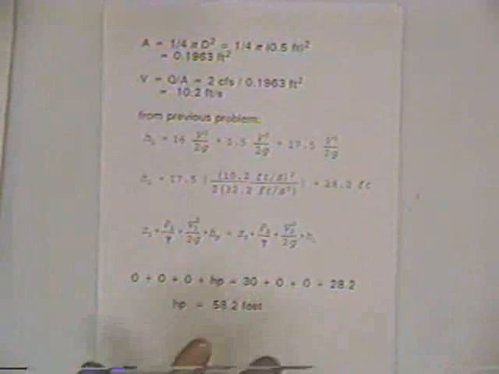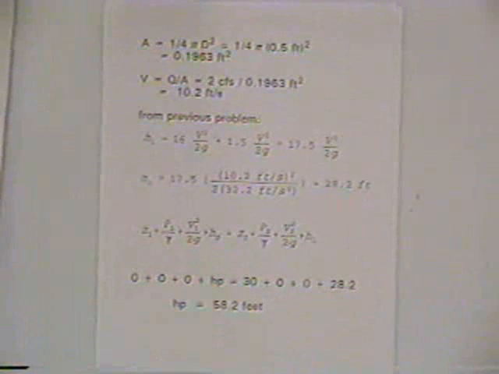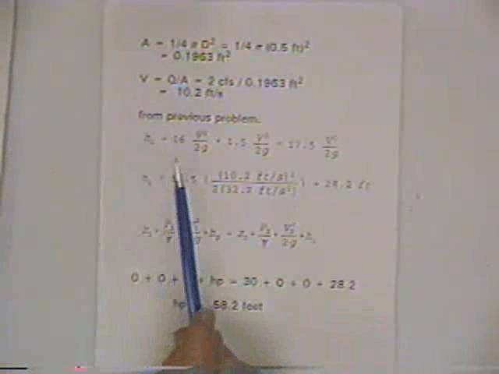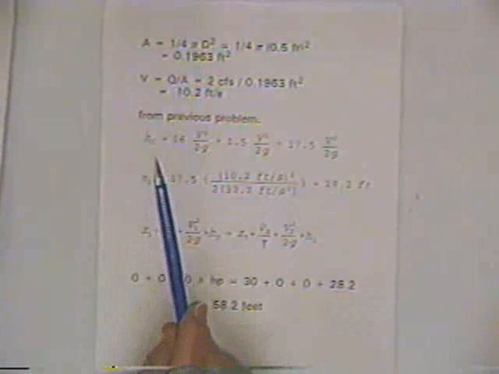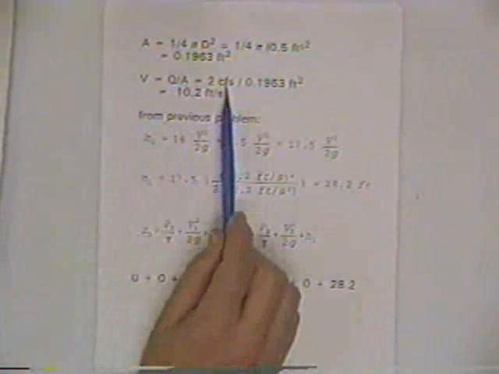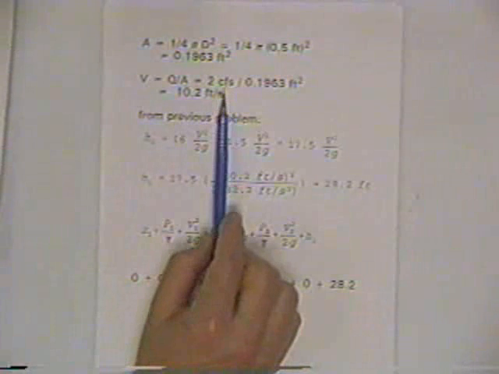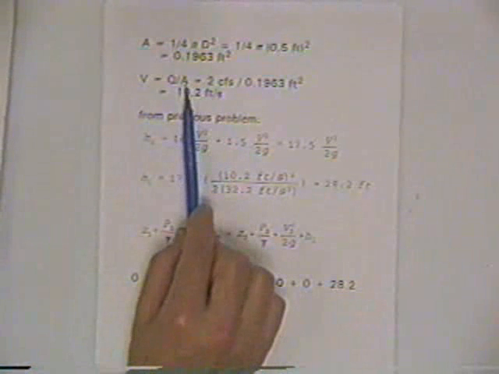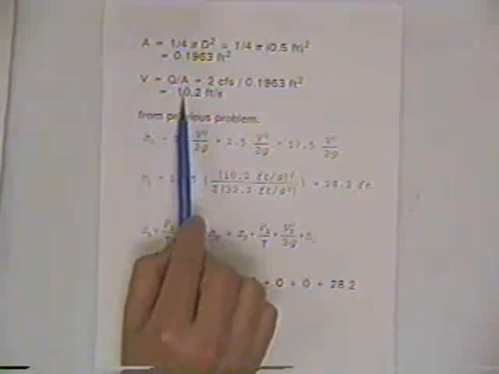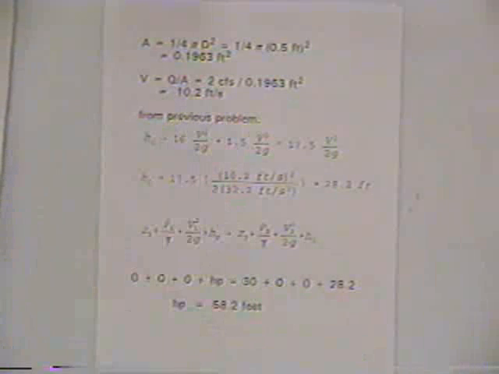And so a lot of the problem is the same as before. We got the area, same area as before. This time the discharge rate is given, and since the discharge rate is given, we can divide that by the area of the pipe, velocity Q divided by A, to get the mean flow velocity in the pipe.